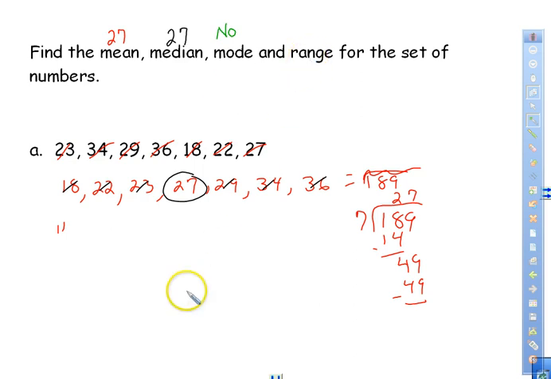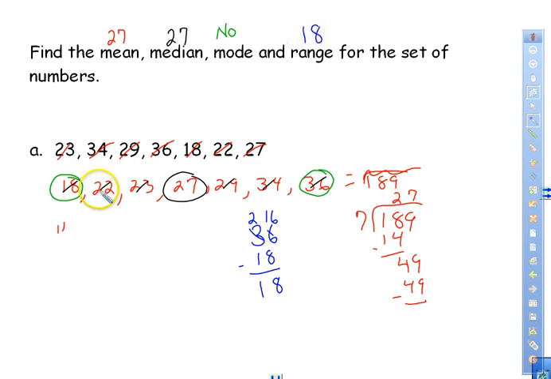For the range, looking at my smallest and my largest, simply taking those and subtracting them. We have to borrow from the 3, gives me 16. Subtract 8 from 16, and I get 8, and 2 minus 1. So my answer to the range is 18. Okay? You should highlight those in blue.